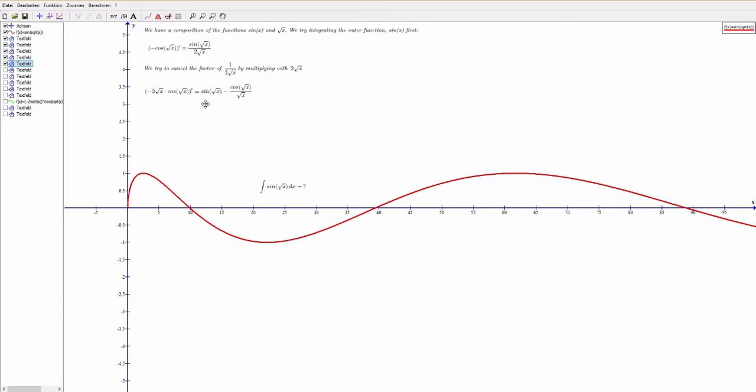But as I've already said, product rule. We now have to do it the other way around too. We take the cosine of the square root of x and multiply it with the derivative of this factor, with the derivative of minus 2 square root of x, and add it to sine of square root of x. So what do we get?